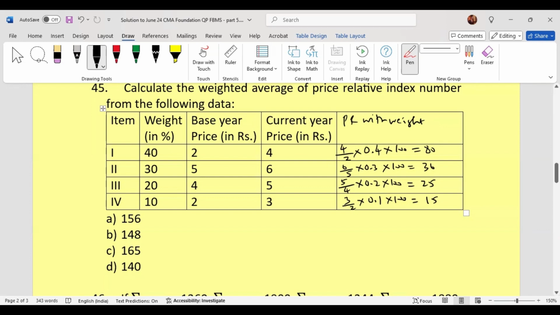So the sum of this we have to do. This is the total. We need not divide it by weights here because the sum of the weights will be 1 only. So straight away, if I add, I will get 156. So the option is A.